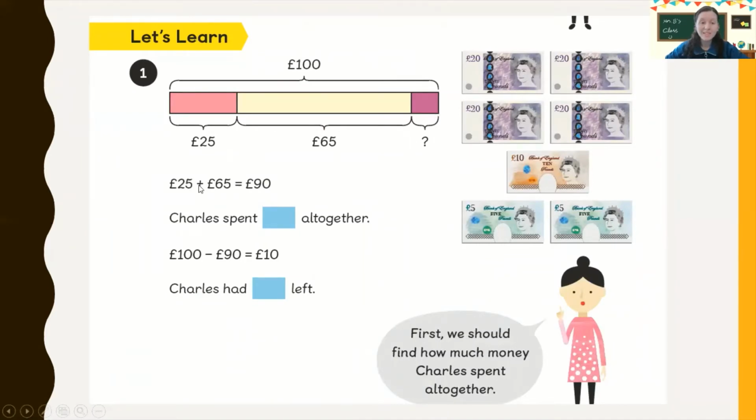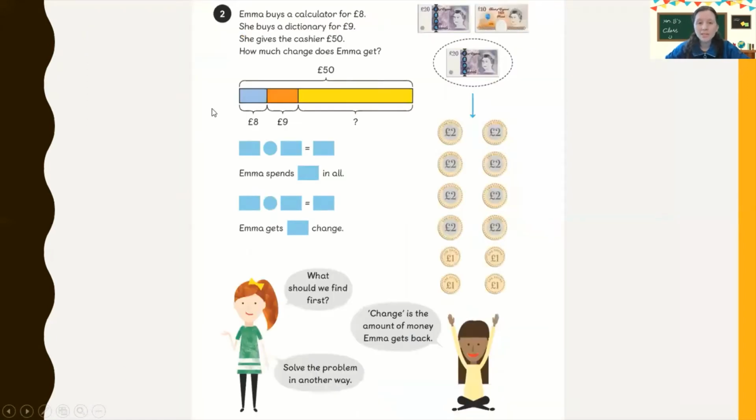Okay, so we added these two together, 25 and 65, to find out how much he spent altogether, and then we took that away from how much he started with to find out how much he had left. And that is the way you solve these sorts of problems. They often come up. Okay, so Emma buys a calculator for £8.